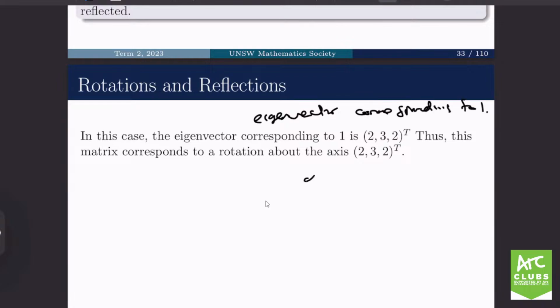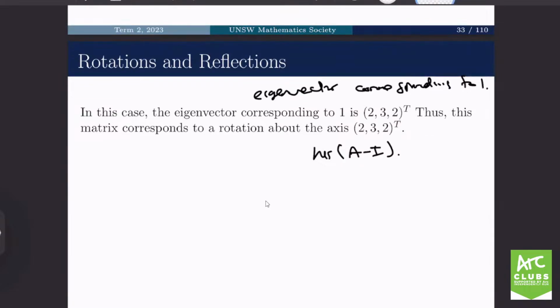To do that, remember we'll have to solve to find the kernel of A minus I. But if we did do that, we'd see that an eigenvector is (2, 3, 2) transpose. So the axis of rotation will be around the axis (2, 3, 2) transpose.